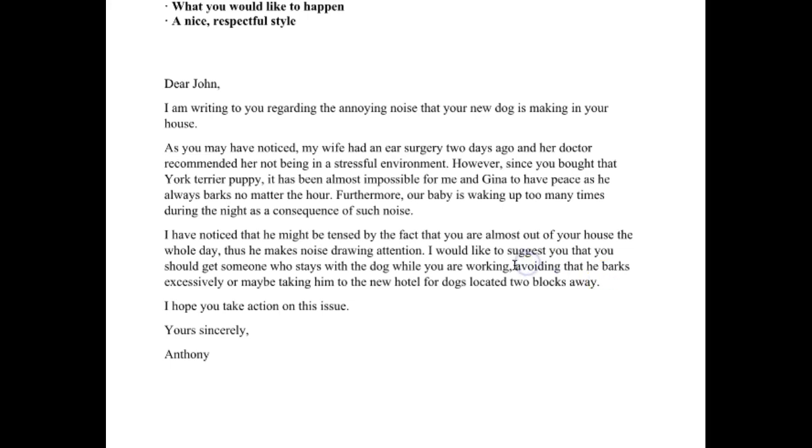Okay, so that last sentence needs to be rephrased. We can cut it up into 2 sentences just to make it a little bit easier to write, but the subject here becomes quite tricky. Okay, so here we just need to re-emphasize the subject because we changed it here, thus avoiding that he barks excessively, or maybe you could take him to the new hotel, etc., etc.